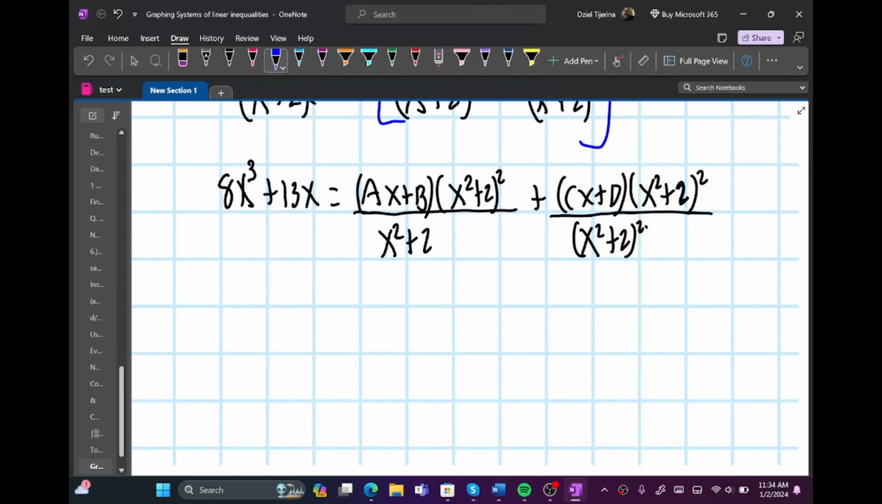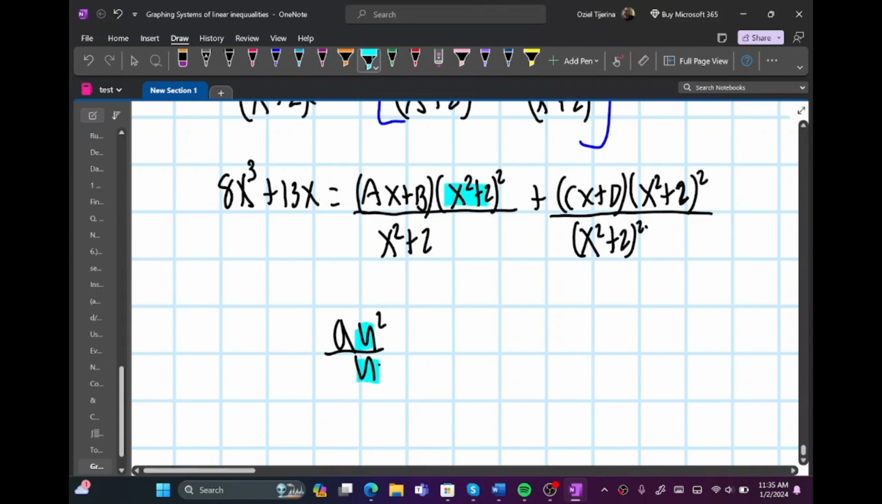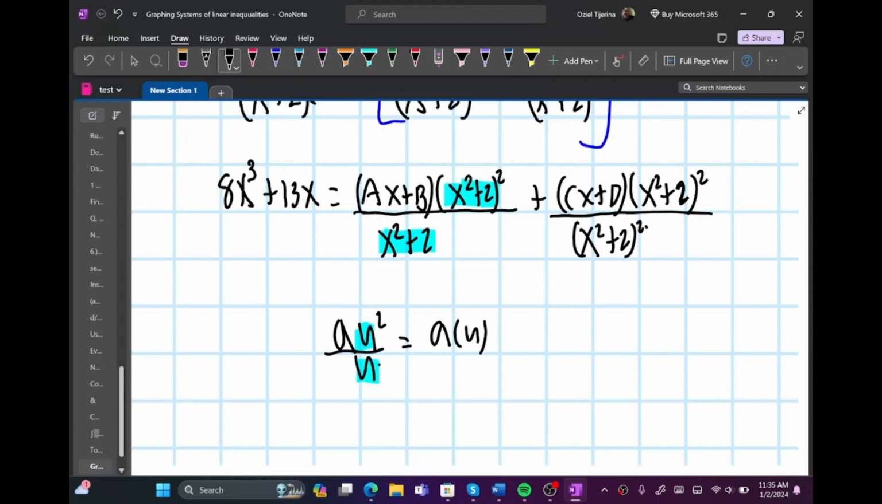Obviously, if you use laws of exponents, guys, when I have the following, a u squared over u, let the u part be the quantity x squared plus 2 squared. I just want to quickly show y'all this. This is really just going to be a times u. So, the properties of exponents: when we have u squared on the top over u, we just subtract the exponents. a u to the 2 minus 1 is equal to a u.